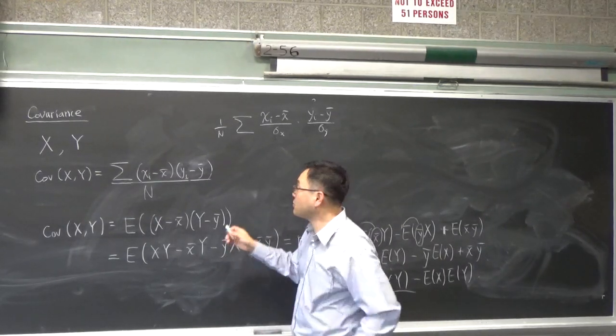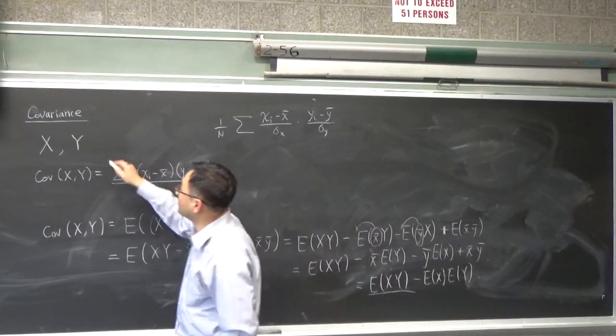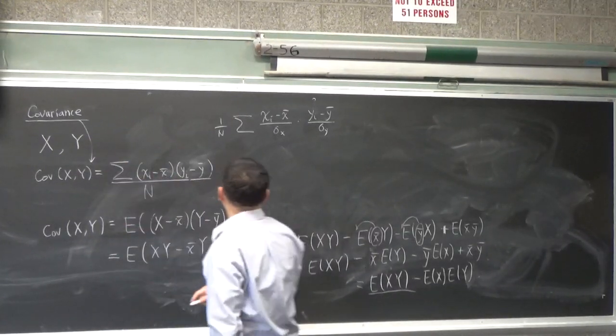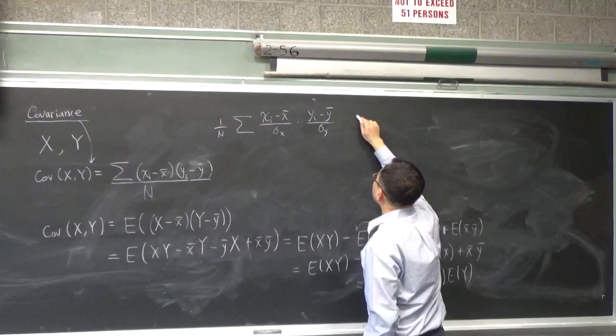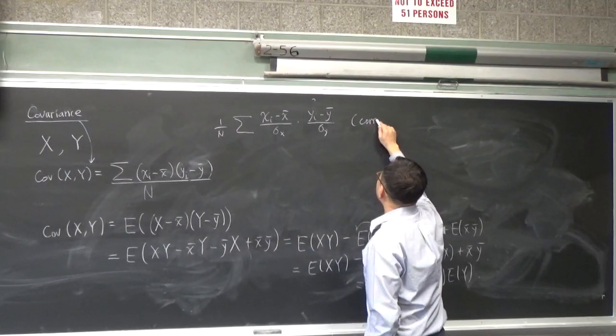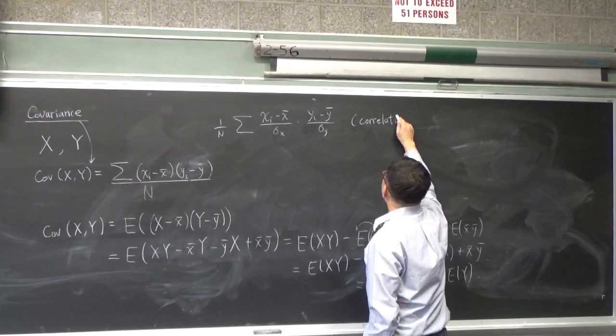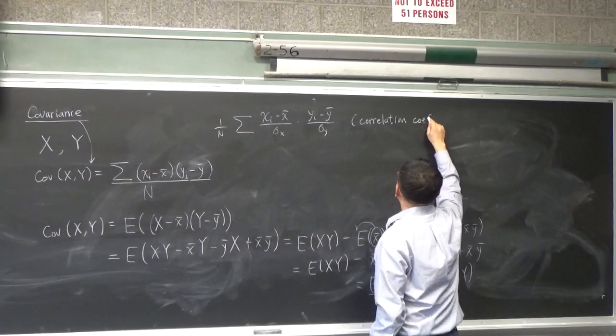Okay, so there's a difference. This one is called covariance. This one's covariance. And this one is called correlation coefficient.